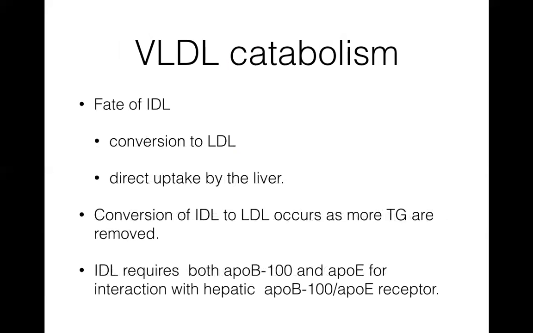What are the fates now of IDL? One possible fate is that it can be converted into LDL, or it can be taken up directly by the liver. So the conversion of IDL to LDL occurs as more triglycerides are taken out by the enzyme hepatic lipase. So IDL requires both ApoB100 and ApoE for interaction with either an ApoB100 or an ApoE receptor in the liver.